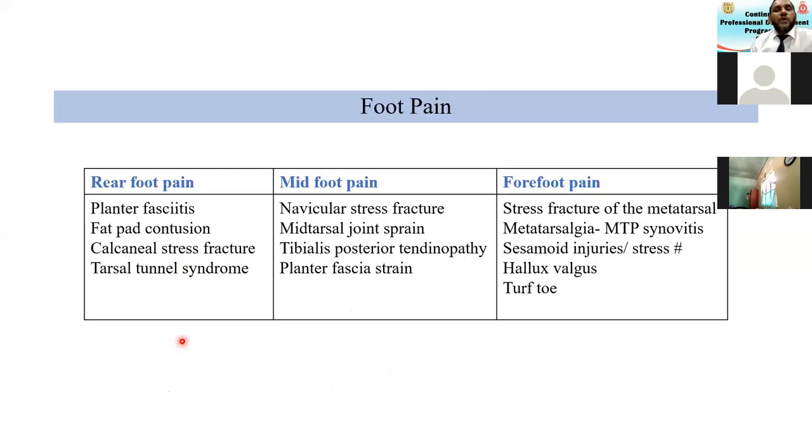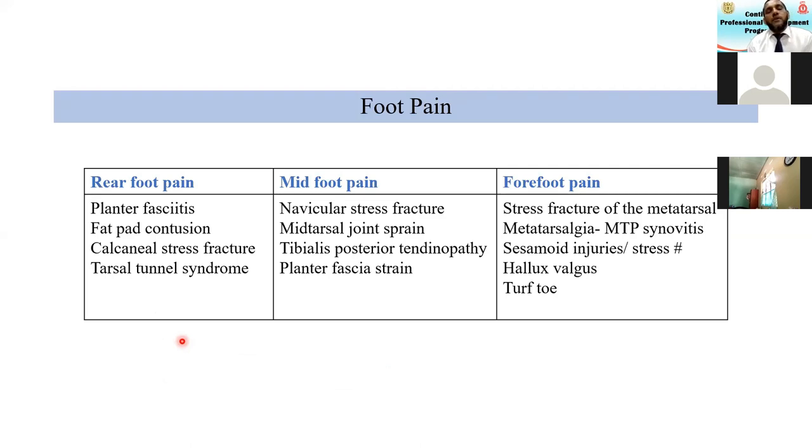Foot pain is also one of the commonest injuries. It's a very complex area, so I have divided foot pain into three categories. The rear foot pain, which we commonly encounter, includes plantar fasciitis and fat pad contusion, and in athletes, calcaneal stress fracture and tarsal tunnel syndrome, where there is entrapment of the branches of the posterior tibial nerve.